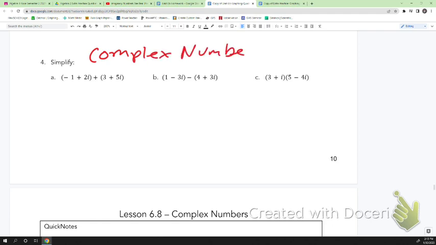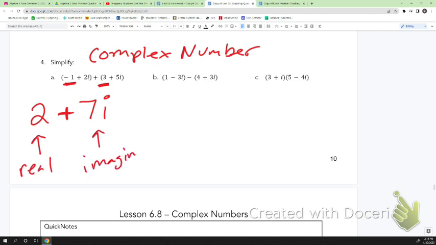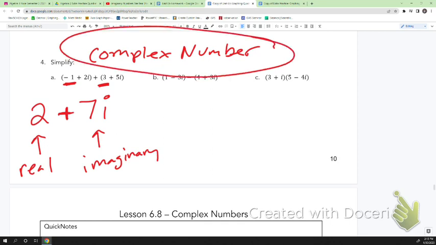In number 4, can you label these complex numbers? Complex numbers are when you have a real part and an imaginary part. So we'll do this first one together. I want to add the real parts together, so I'm combining like terms. What's -1 plus 3? 2. That's my real part. 2i plus 5i is 7i. 2 is the real part. 7i is the imaginary part. When you have a real and imaginary together, they're called complex.